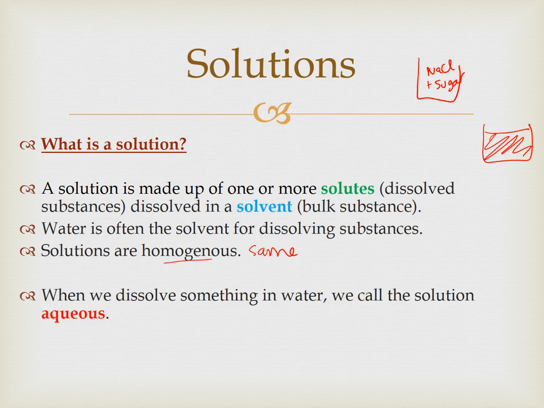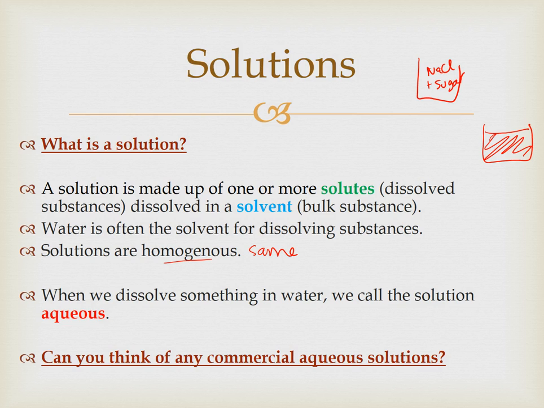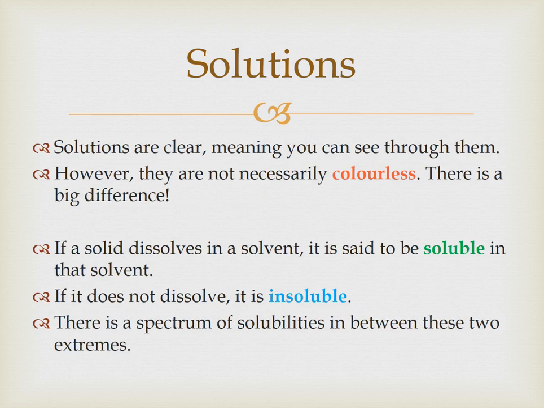When we dissolve something in water, it is an aqueous solution and it will always be clear, but not necessarily colorless. Aqueous solutions could include cordial, fruit juice without the pulp, and things like that. If it's fruit juice with the pulp, then we've got a mixture where we have a solid as well as dissolved substances, which is the fleshy pulp.